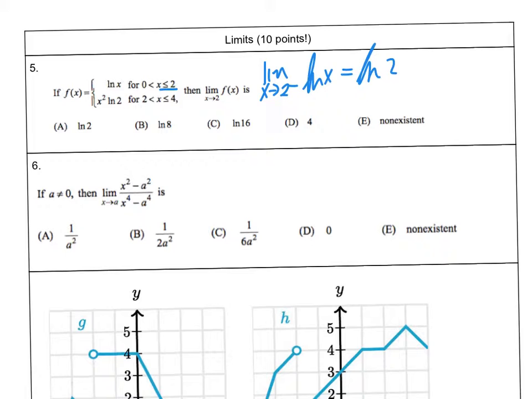Okay, from the right side, we're going to have the limit as x approaches 2 from the right of x squared ln of 2.